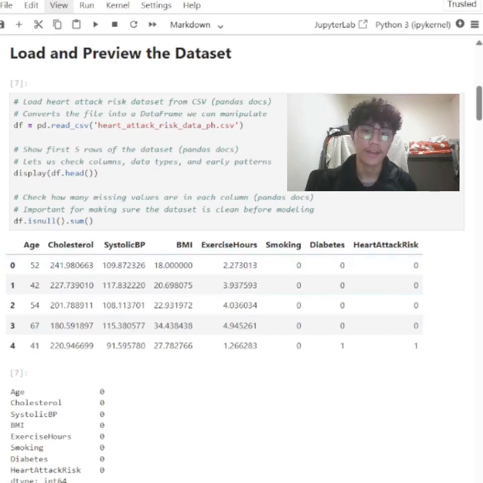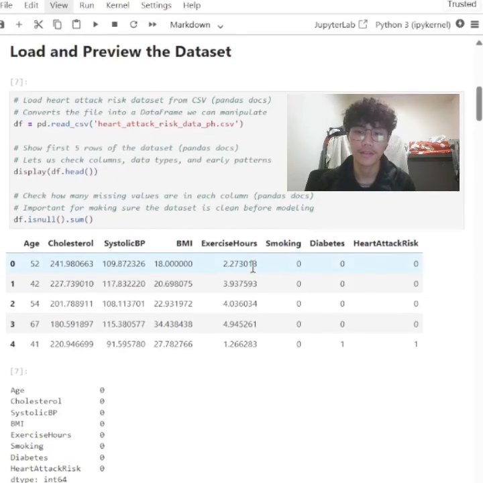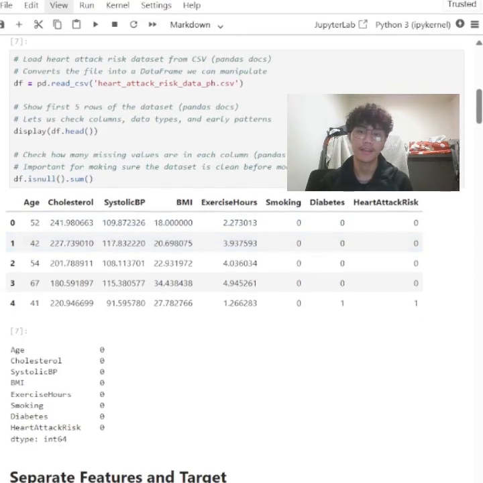And then we show the output using df.head, and a quick look at the first few rows gives us a glimpse of our data. And you can also see our columns like age, cholesterol, blood pressure, and our target, heart attack risk. And then using this code, df.isnull().sum(), we can see that thankfully our dataset is clean and it has no missing entries.